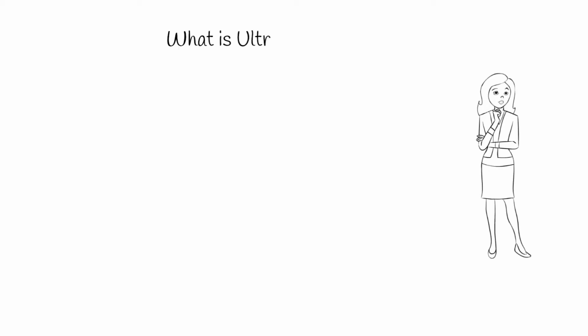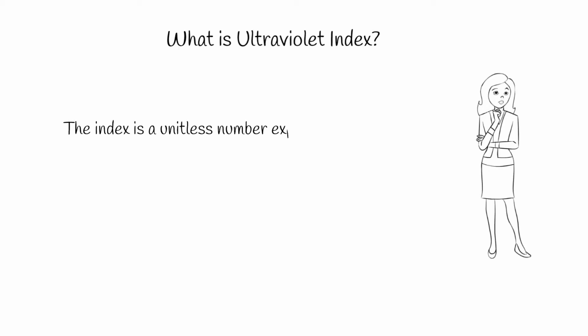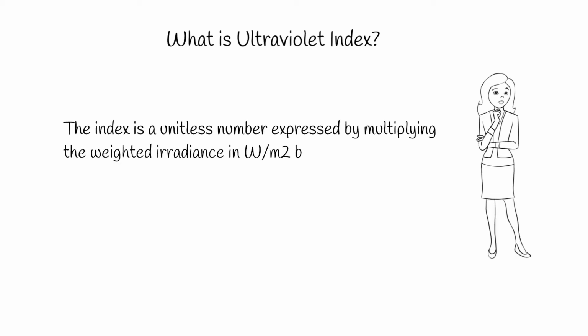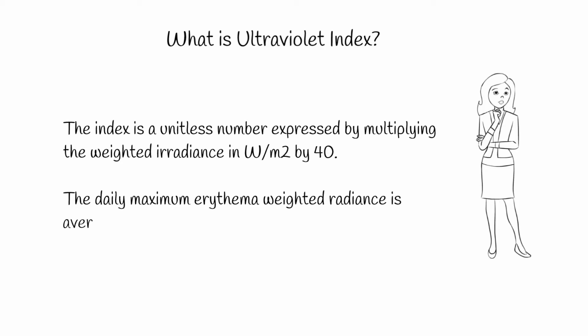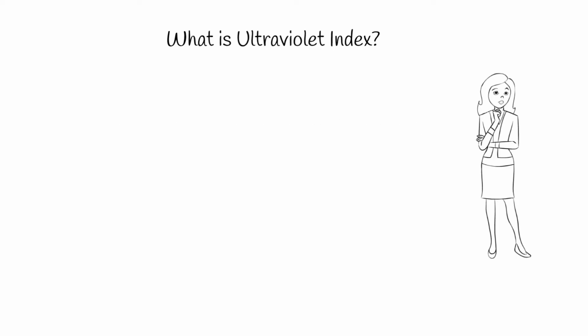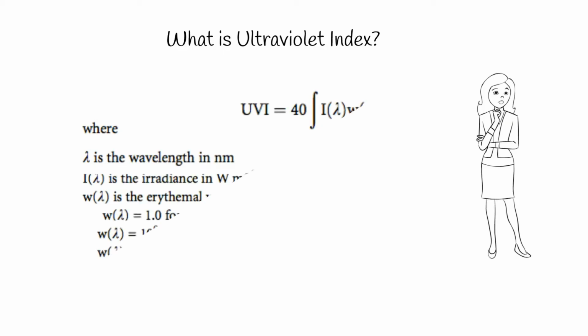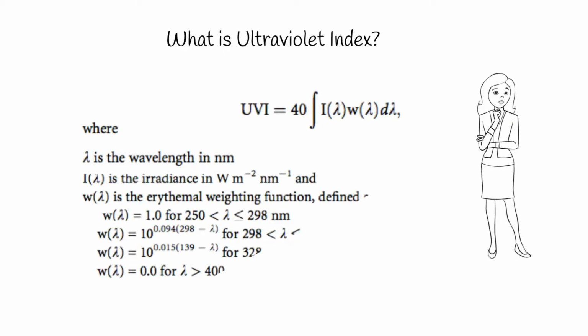Are you wondering, what is the ultraviolet index? The index is a unitless number expressed by multiplying the weighted irradiance in the unit watt per meter squared by 40. The daily maximum erythemal weighted radiance is averaged over a duration between 10 and 30 minutes. Let's take a look at the formula used to calculate ultraviolet index.